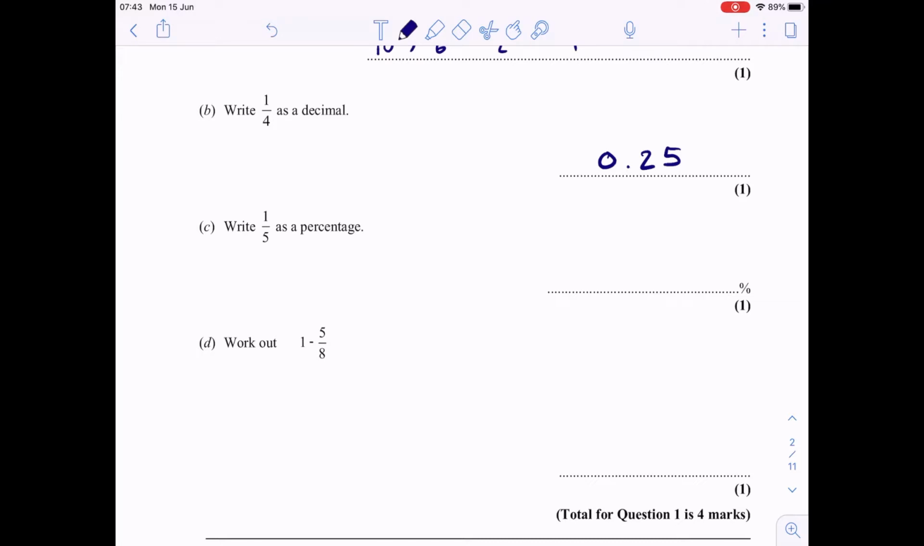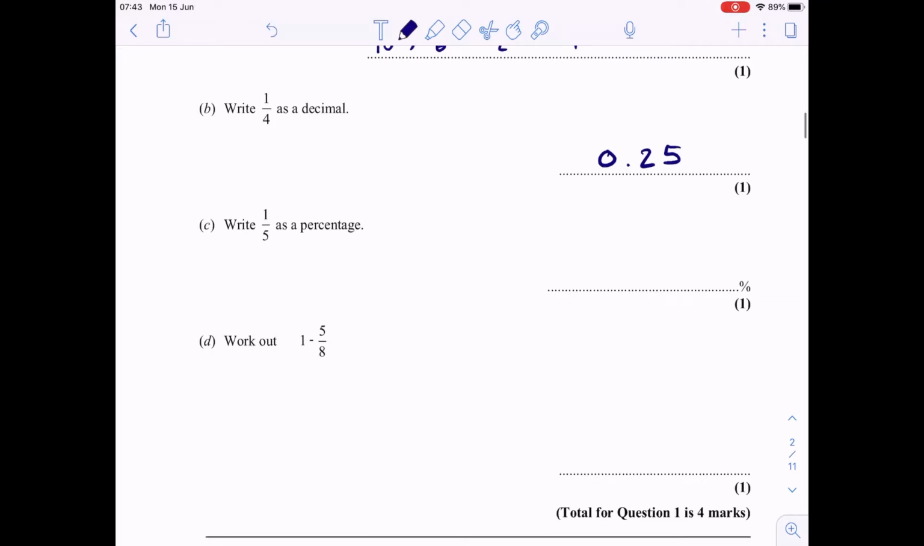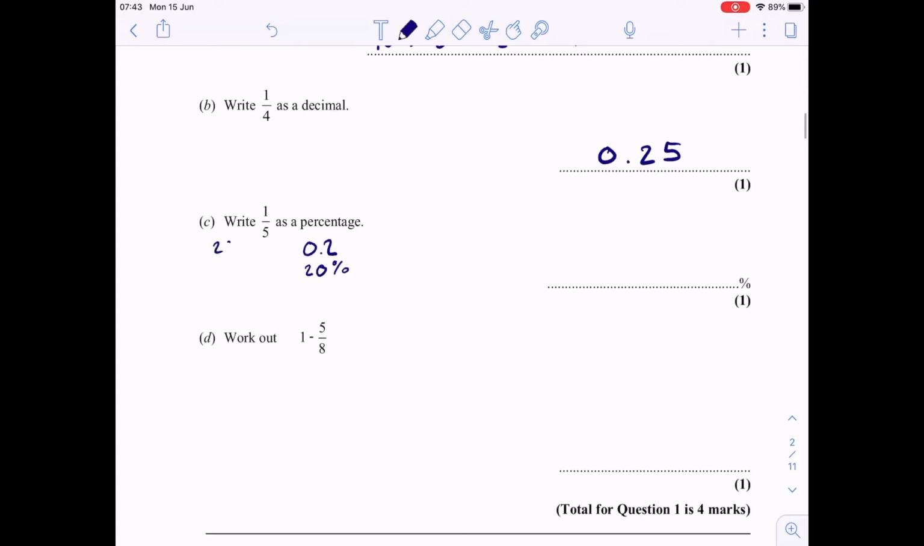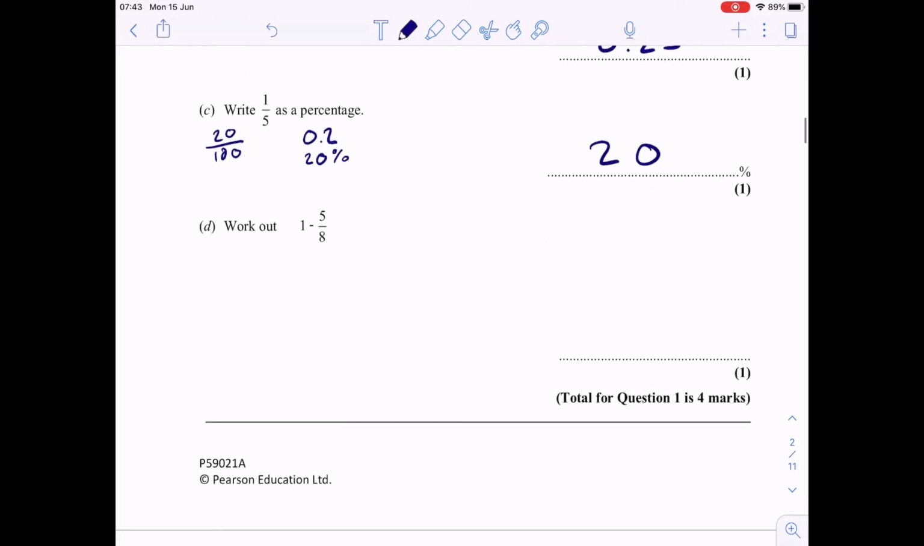Write a fifth as a percentage. Now a fifth is 0.2 as a decimal, which if we times by 100 is going to be not 2 but 20%. Okay. Alternatively, we can turn this fraction into something out of 100. So if I times top and bottom by 20, I would get 20 out of 100, which is 20%. And I've got the percent sign there, so I don't need to add it in.